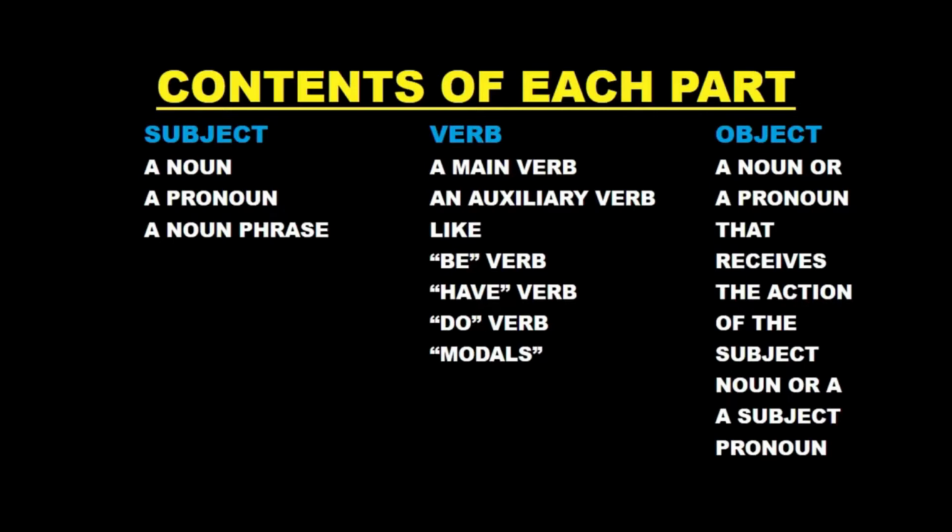So in the subject part there will be a noun or pronoun, and in the object part also there may be a noun or a pronoun. But that noun or pronoun will directly receive the action of the verb. This is what each of the parts, that is the subject part, the verbal part and the object part, contain.